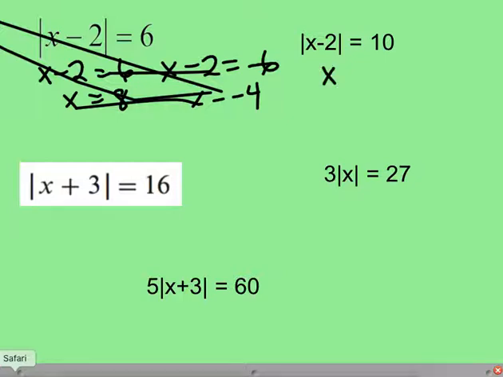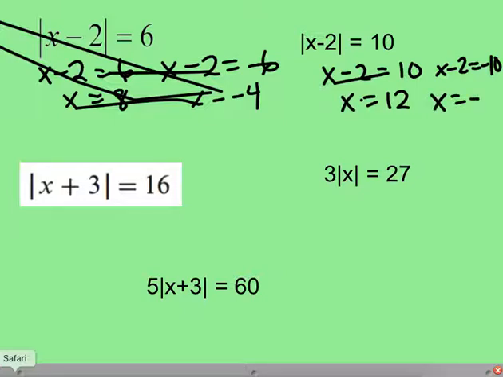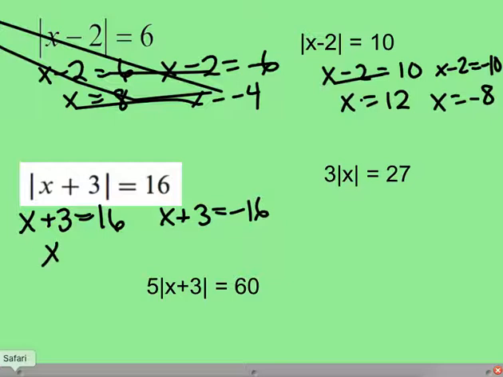So we do it again. We get x minus 2 is equal to 10, or x minus 2 is equal to negative 10, because 10 and negative 10, when I take the absolute value, those distances are 10. And I get x is 12, or x is negative 8. And then x plus 3 equals 16. We write out two equations, x plus 3 equals 16, x plus 3 equals negative 16. Remember, we always write out two different equations so that I can solve each of them to say x is equal to 13, or x is equal to negative 19.